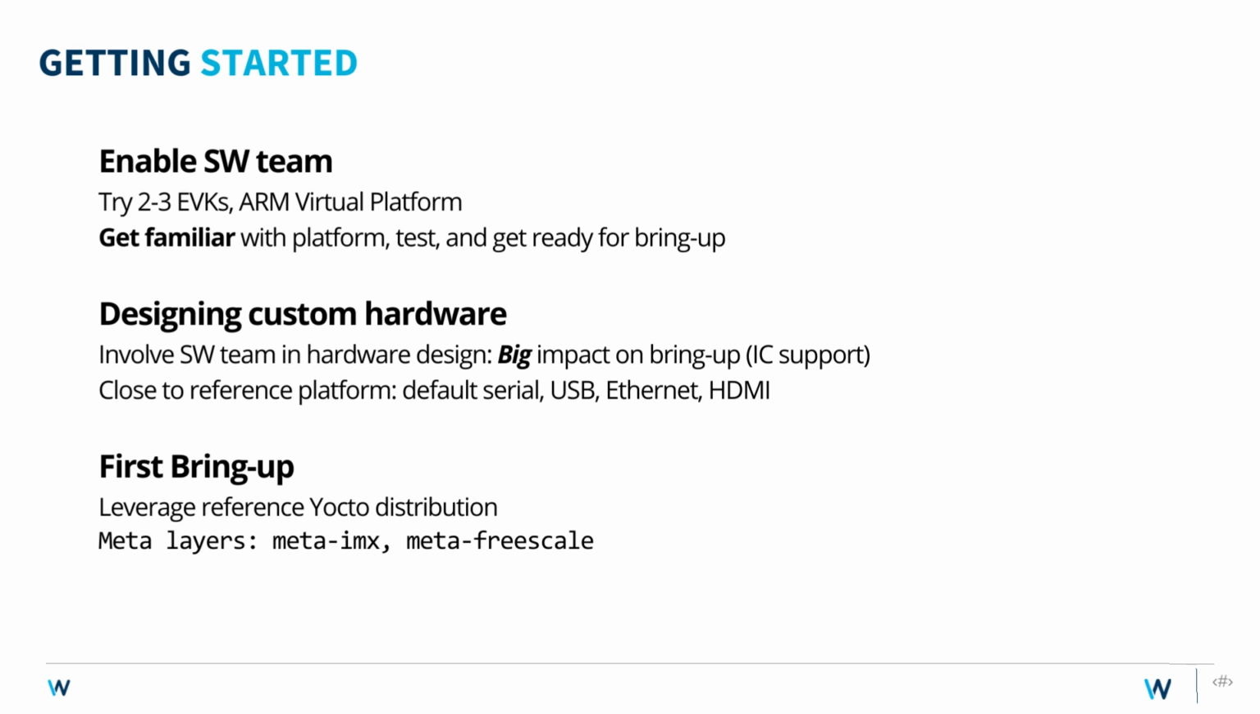And stay as close as possible to the reference platform. Keeping the default serial, for example, is one, because during the bring up, just seeing something on the serial is the first green light that says, okay, I have something, it's working. You know you have that base. That helps a lot. And USB, Ethernet, HDMI, those are big components that take time in general to bring up. And then you have all the reference distributions and the meta layers provided by NXP that are, of course, a great resource to leverage and provide a solid base.